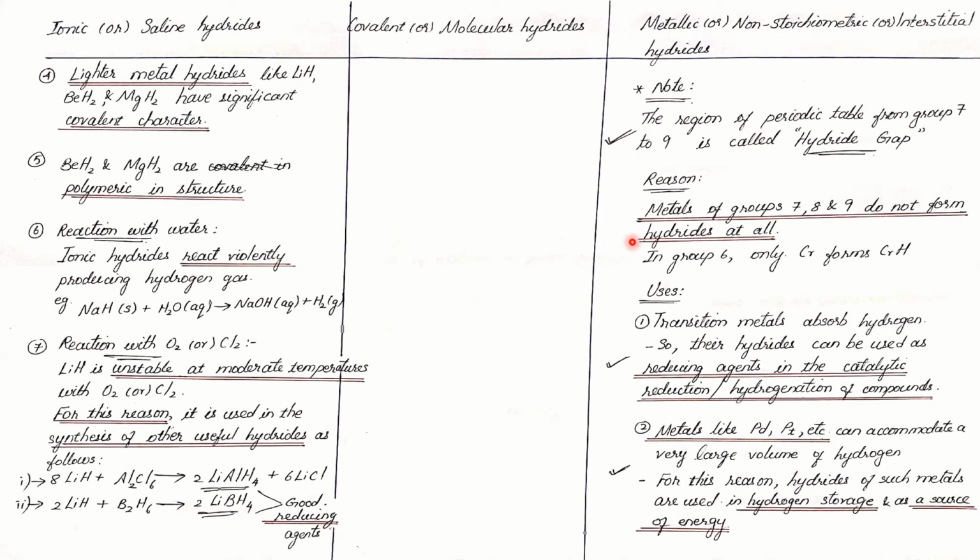Now I move on to metallic hydrides. Remember, metallic hydrides are formed when hydrogen combines with metals of D and F block elements. But note that metals of groups 7, 8 and 9 do not form hydrides at all, and in group 6, only chromium forms chromium hydride. So the region of the periodic table from group 7 to 9 is called the hydride gap, as the metals of these groups do not form hydrides.